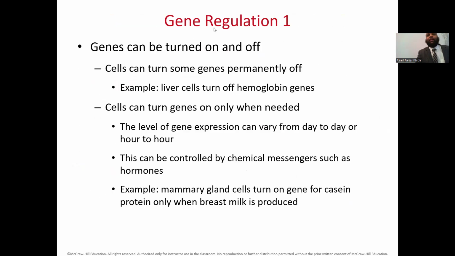So, we talked about gene regulation. We can turn a gene on and then off. The cells can turn some genes permanently off. An example would be liver cells turning off the hemoglobin gene. Liver cells don't make hemoglobin, so the hemoglobin gene is going to be off in the liver. But liver cells make albumin, so albumin is always going to be on in the liver.